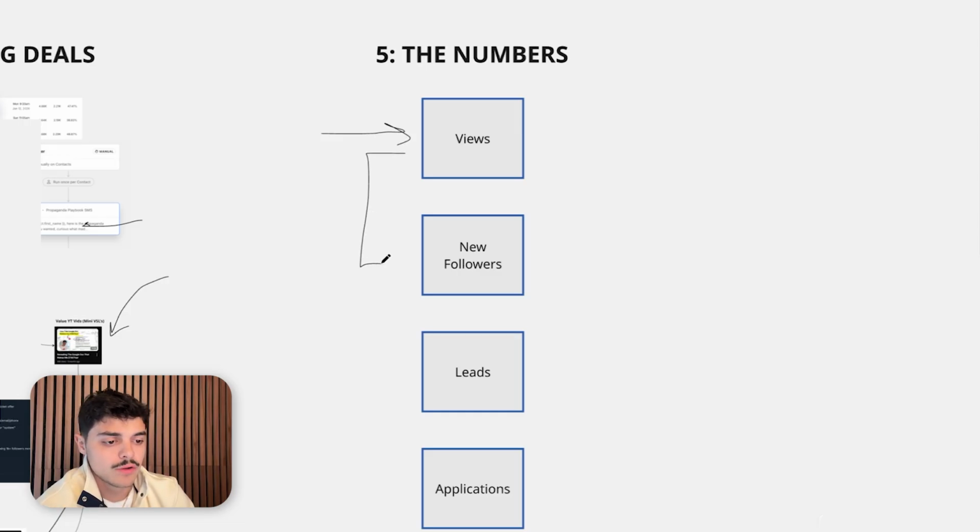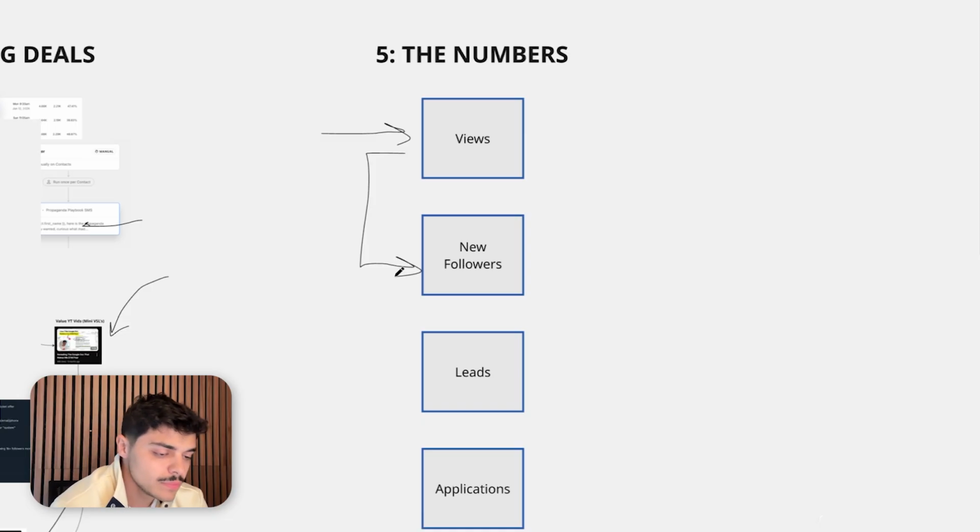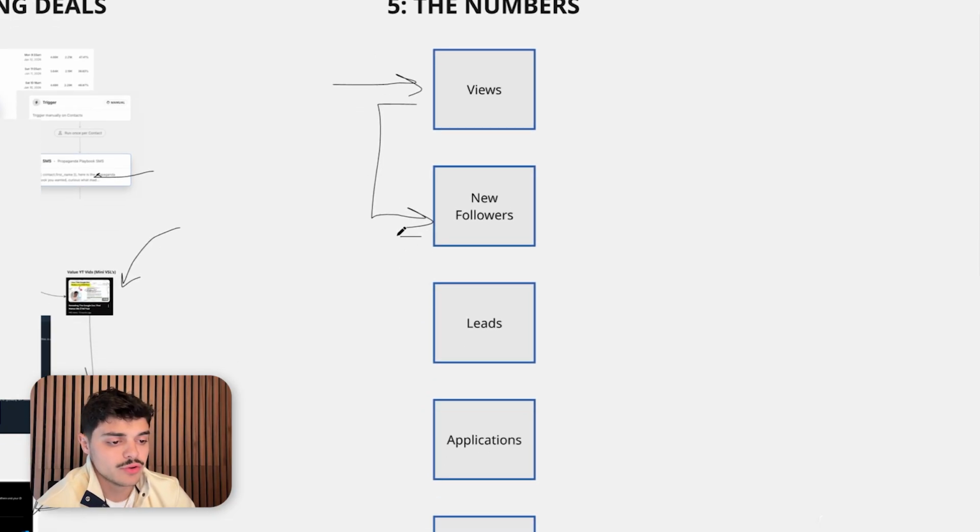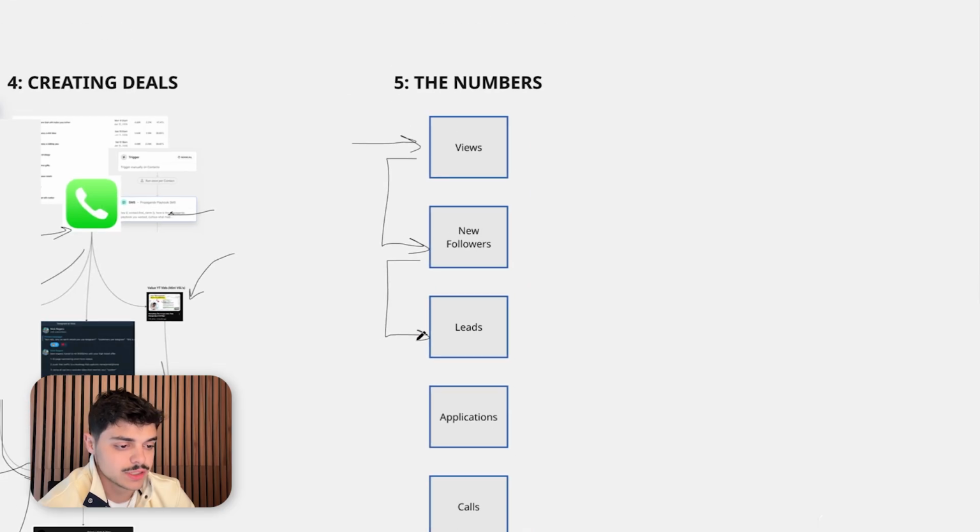Views, number one. Two, you want to track new followers and how many you're actually getting per month. You then want to track leads because your leads are the people that convert from follower into, they give you their name, their email, their phone, okay?